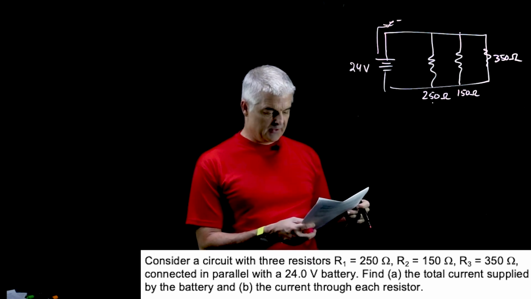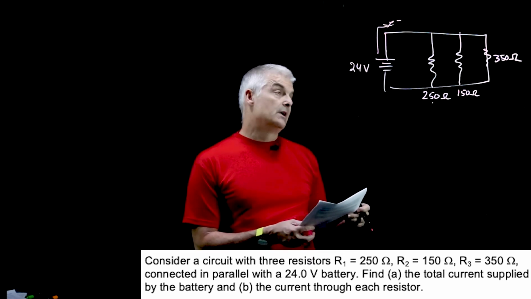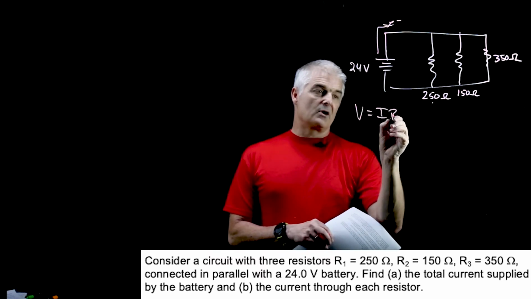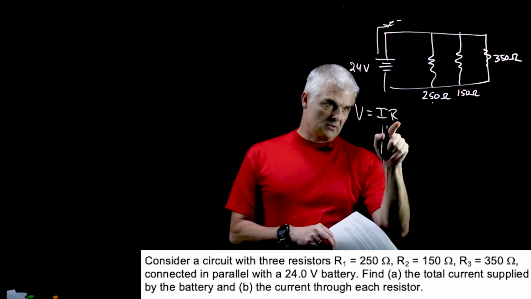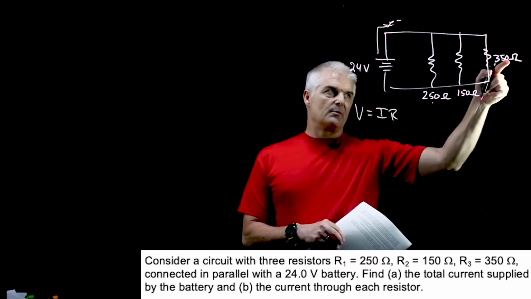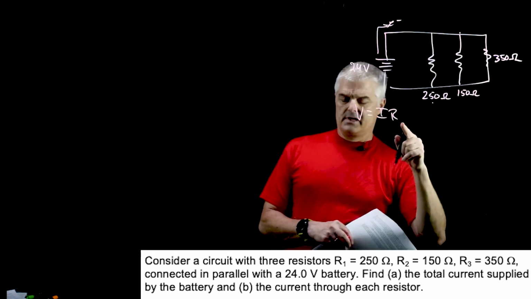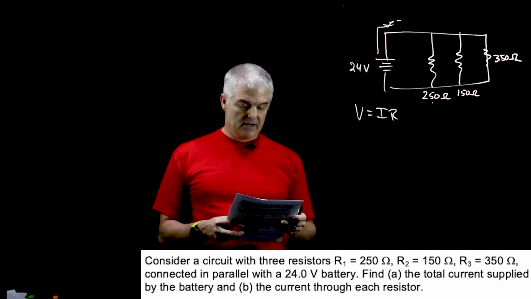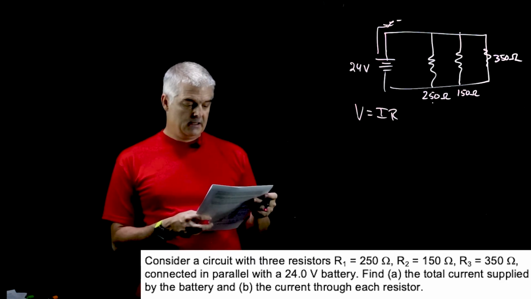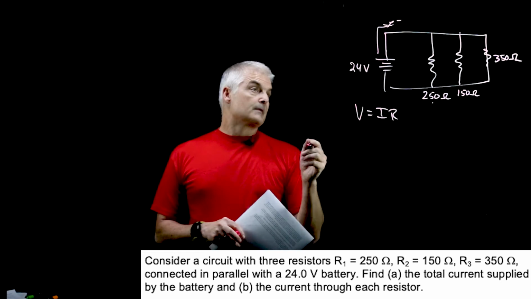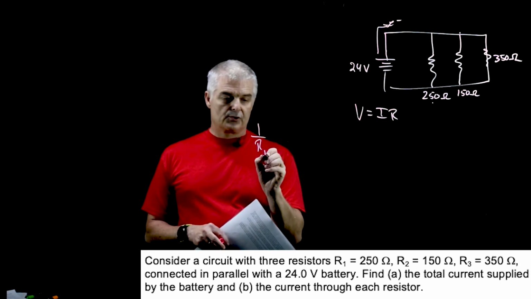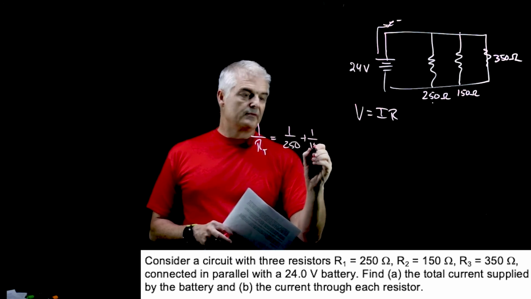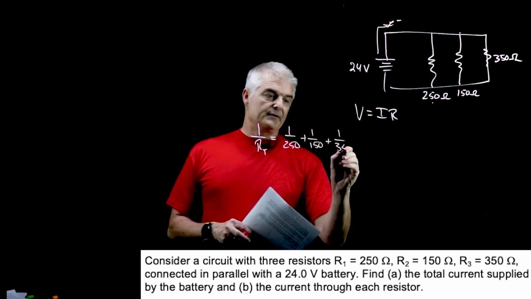We're trying to find the current. So we're going to use the equation V equals IR, but R is going to be the total R. We have to solve for the total R because of this weirdness going on. So let's figure out how we would do this problem. I would say 1 over R total is 1 over 250 plus 1 over 150 plus 1 over 350.